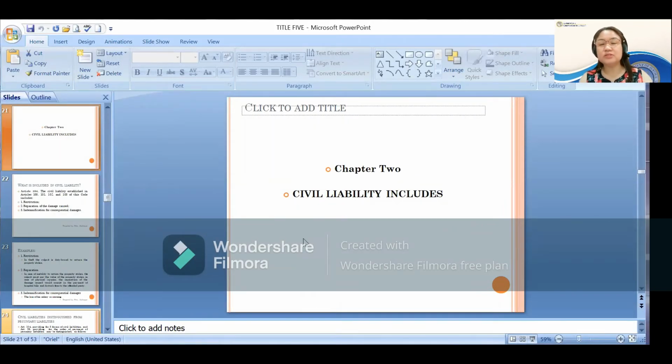Good evening, everyone. Chapter 2 of Title 5 talks about what is included in civil liability. So remember, Article 100 is our basis that every person criminally liable is also civilly liable. And please take note on those instances or classification wherein despite the acquittal of the accused, he could still be made civilly liable.